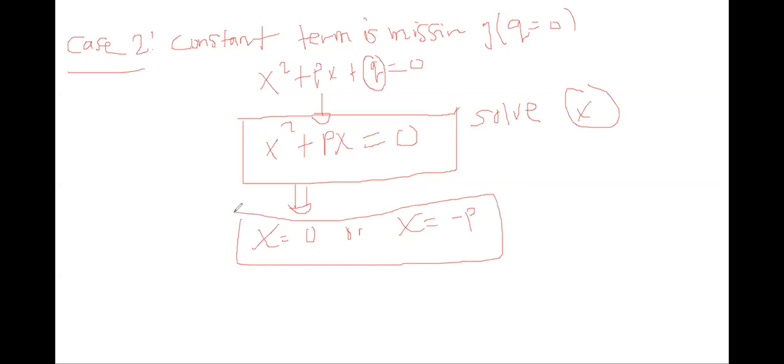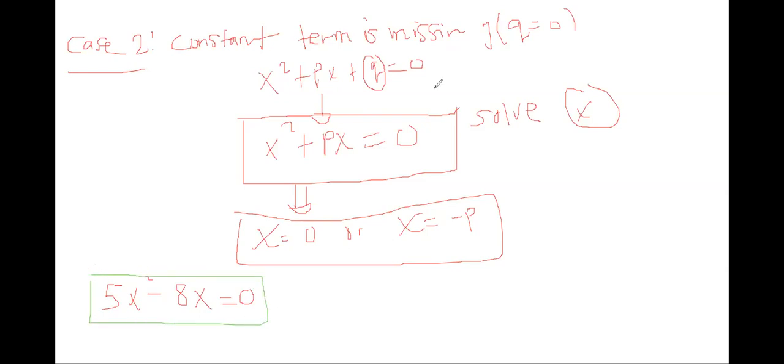So let's take a practical example, an example that has numbers, and try to solve this. For example, let's look at this example: 5x squared minus 8x equals 0.